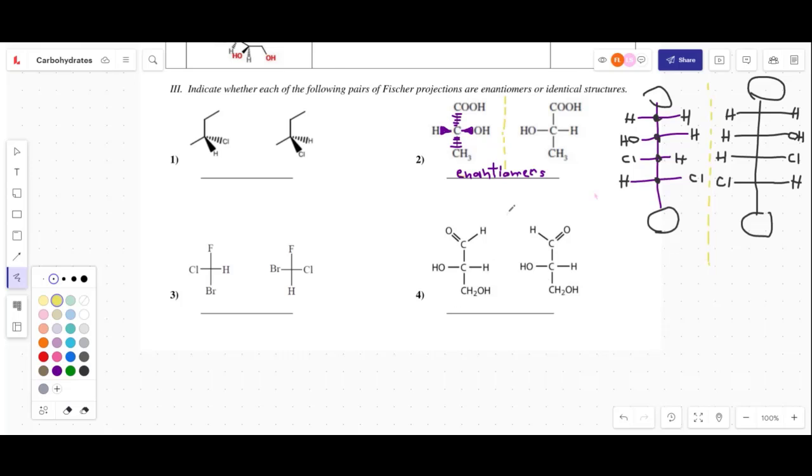All right, what about number 4? Are they enantiomers or are they not enantiomers? No, they're not. They're actually the same exact compound, right? Mm-hmm. And the reason is because one thing you have to keep in mind is that you can always rotate around a single bond.